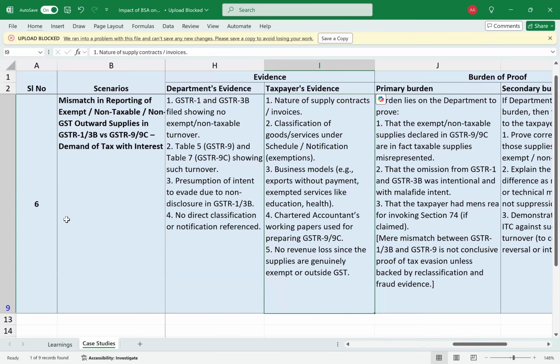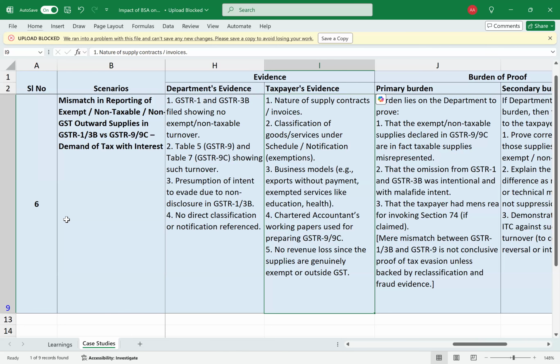The nature of supply, contracts, invoices. The moment I receive an exempt supply, I am issuing exempt supplies. I will be having those particular HSN codes or contracts or invoices, which will be evident enough to showcase that those are the exempt supplies. So then we are shifting the onus to the taxpayer now.